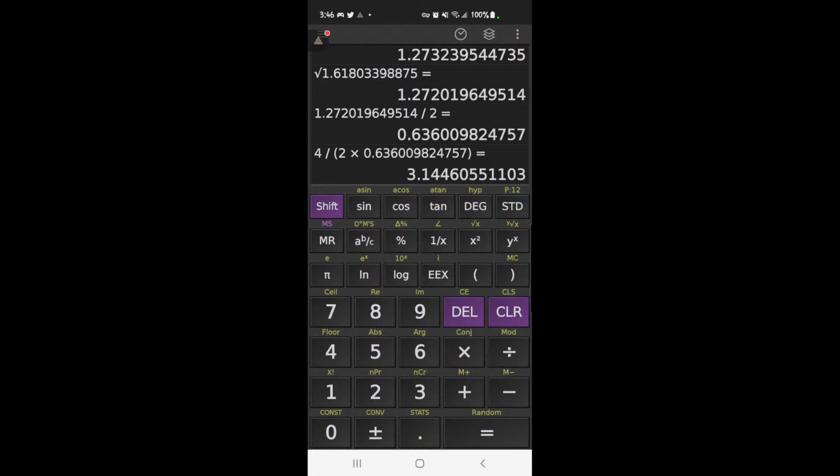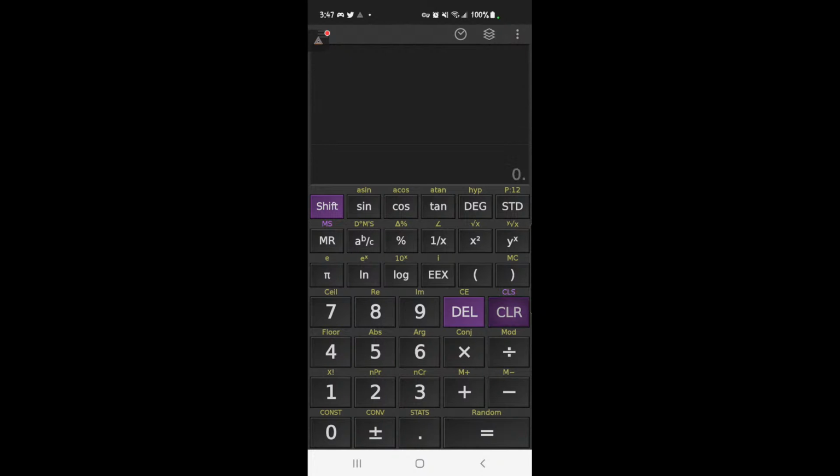And the equation, and the way it is done, is like this. Check this out.